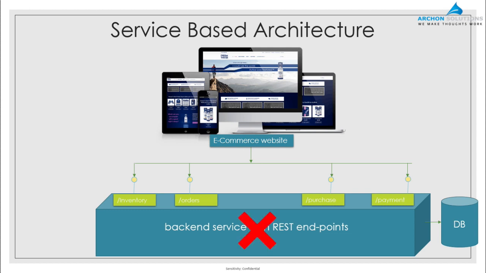But what is the disadvantage of this particular architecture? It is pretty much the same as the disadvantage we had for the monolithic architecture. That is a single point of failure. If for some reason the server where it is hosted crashes, or there is some technical glitch, the whole application goes down. When the whole backend service goes down, that would mean none of the modules, be it inventory, orders, purchase, or payment, would function.